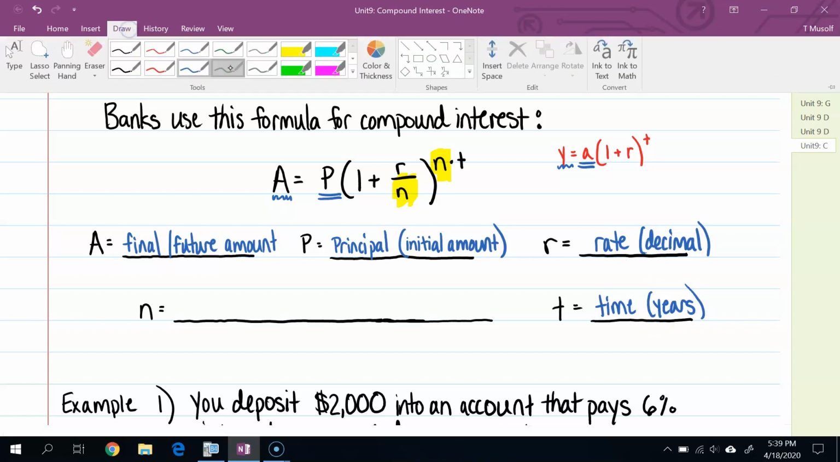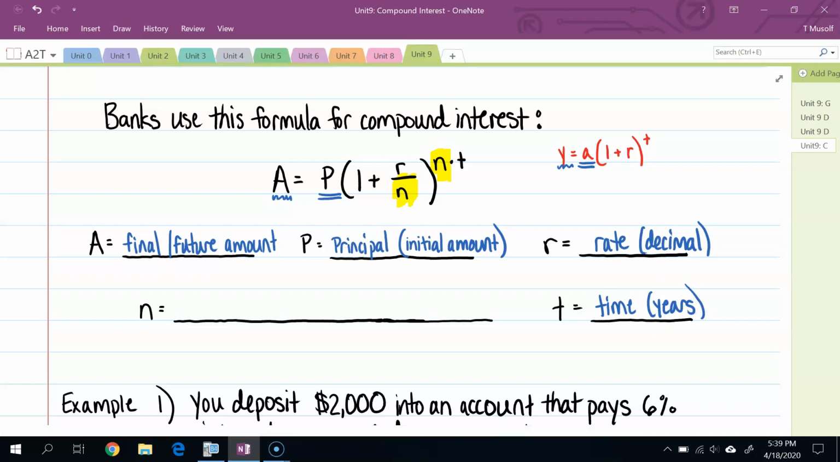Okay, so the only new variable that this formula contains is the n value, and n has something to do with how much compounding happens. So n is the number of times that interest compounds in 1 year. Usually we say the number of times interest compounds annually, but I'll just say in 1 year.